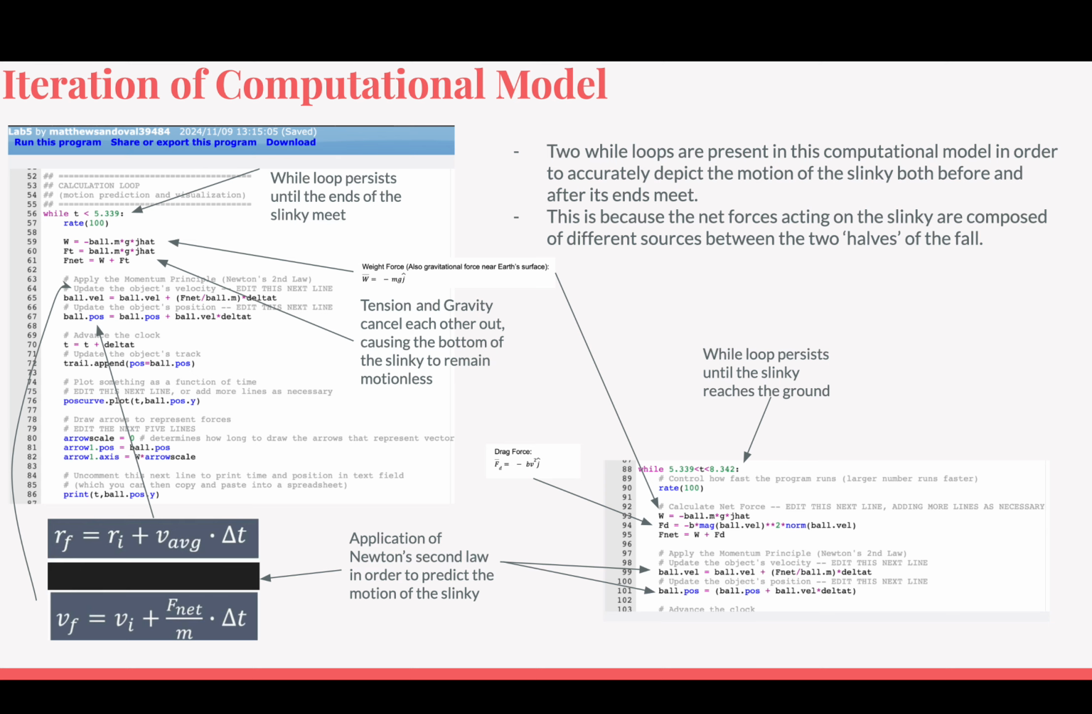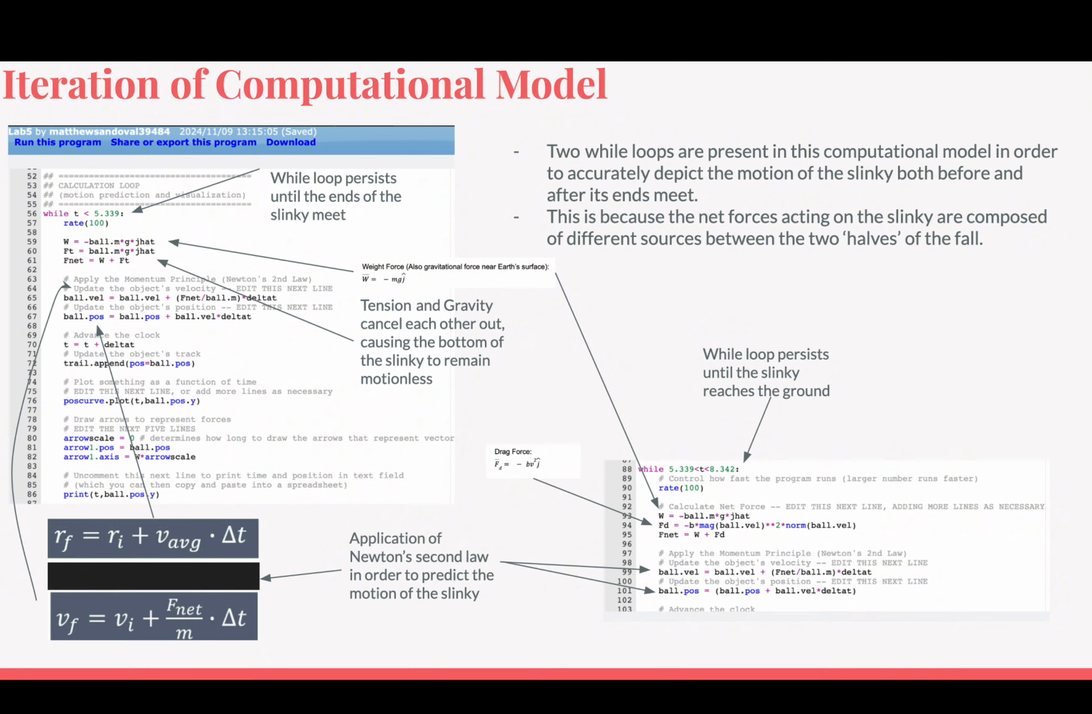As per the usual, I had to calculate the F-net, which was done by adding the weight force and the force of tension. In this particular part of the lab, tension and gravity cancel each other out, causing the bottom of the slinky to remain motionless. I applied Newton's second law in order to predict the motion of the slinky by putting in the velocity and position update formulas as shown. Because the slinky was in static equilibrium during this portion of the fall, the net force on it was zero, which is why the tension and the gravity have to cancel each other out.